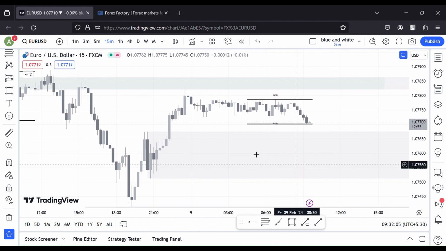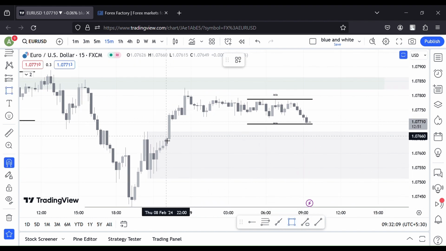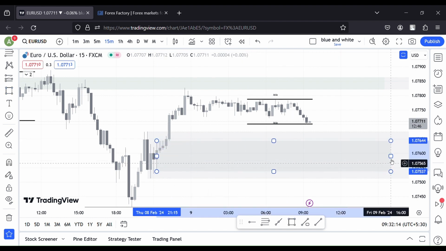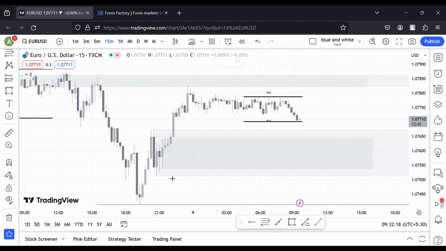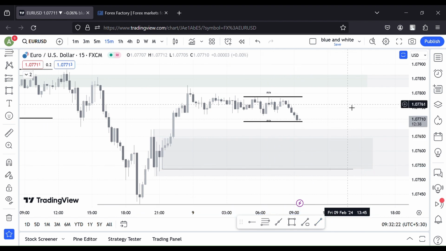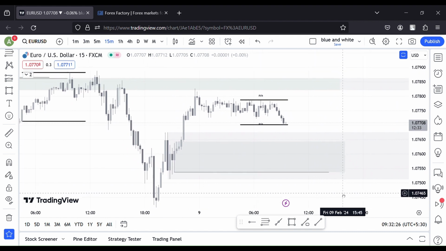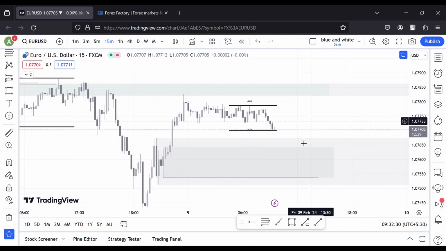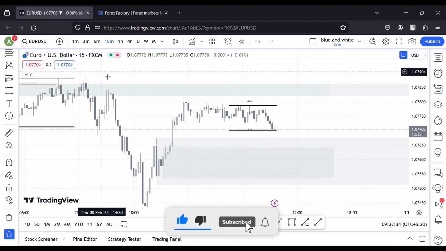So in the 15 minutes, what we have is this unmitigated area over here. If we are going to move into the upside direction, I will not be anticipating the price to break this low. And if the price breaks this low, most likely I'll be bearish in the market. But currently, I'm anticipating the price to react from this area and break this high. So this is pretty much it.